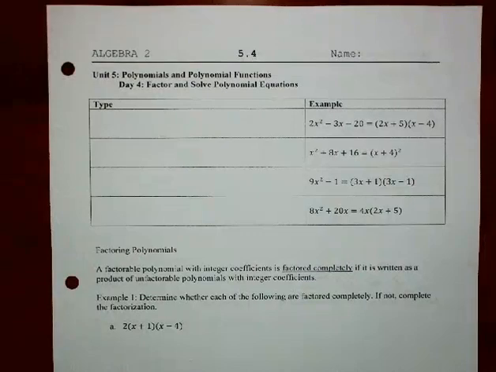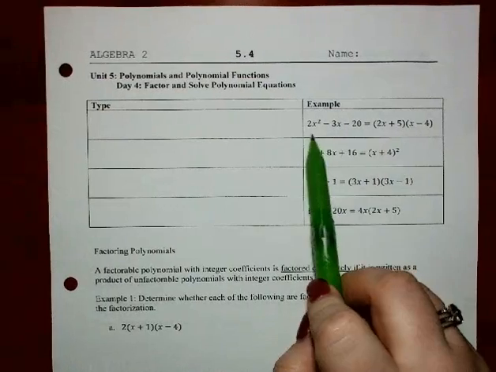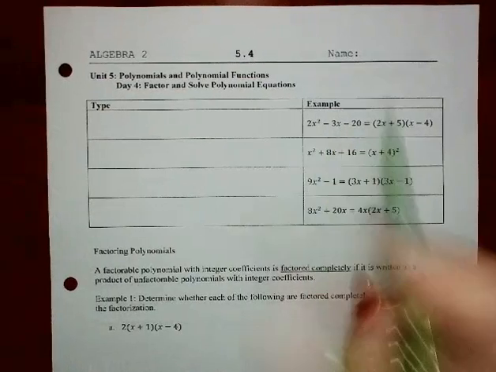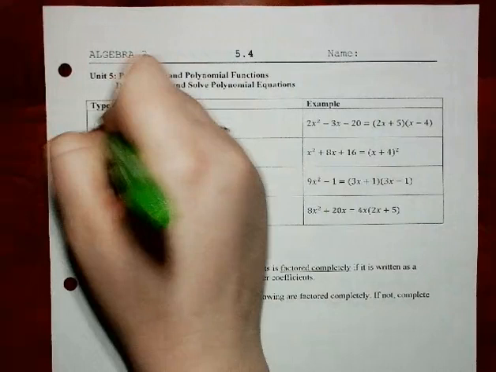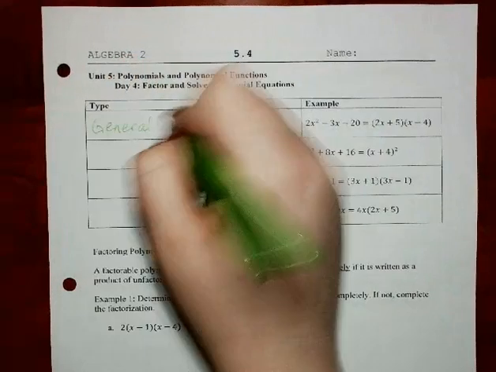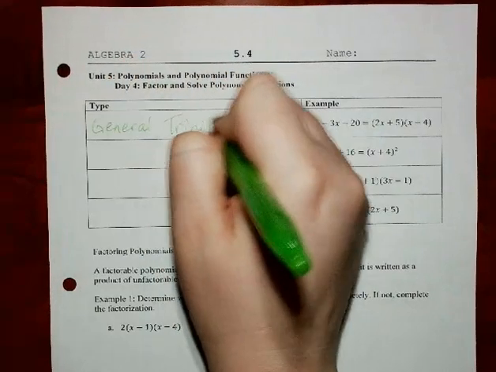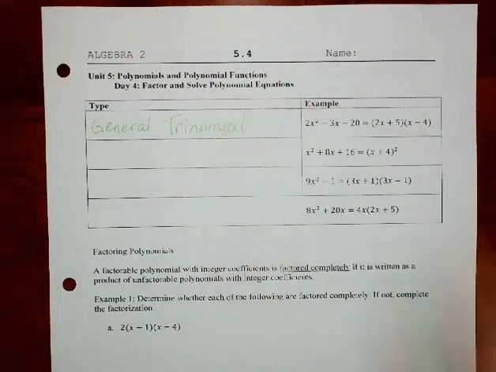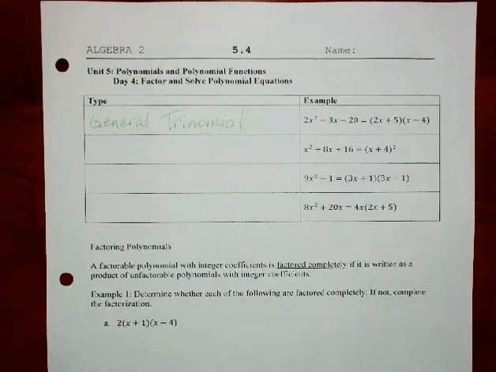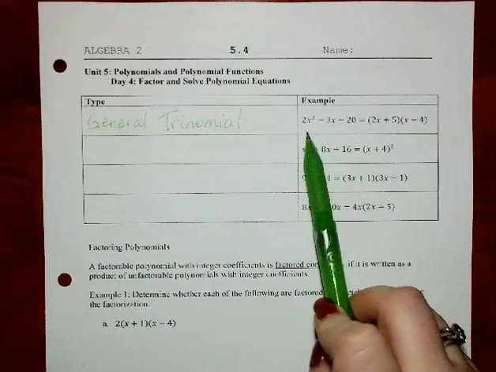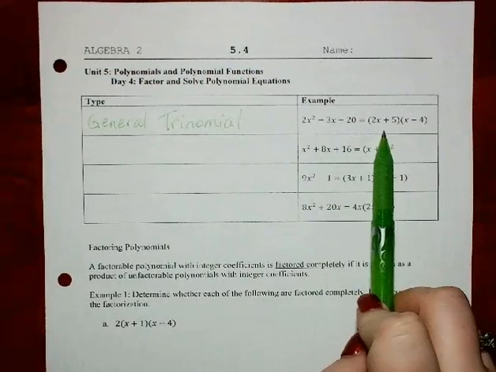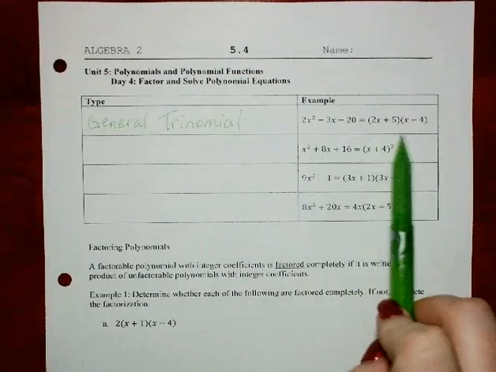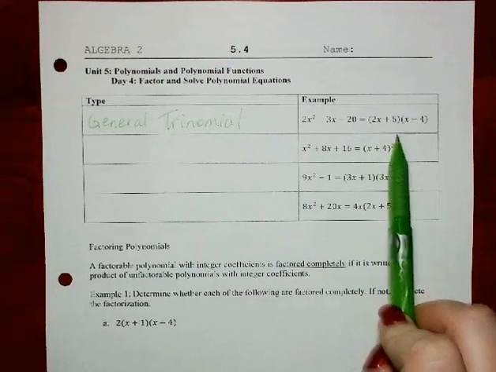Today we're going to talk about 5.4, factor and solve polynomial equations. So this type of trinomial is called a general trinomial. And that's because it's not any specific factorable trinomial, but it is factorable. So this is just called a general trinomial.